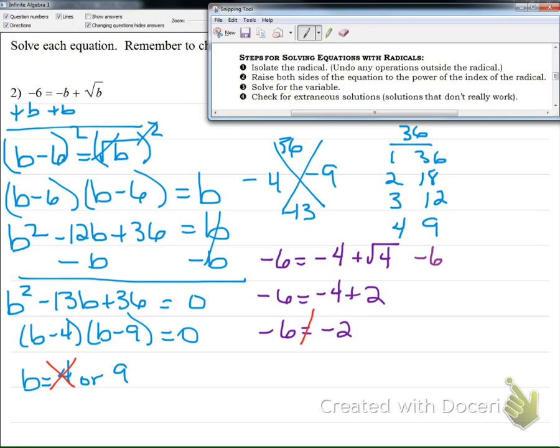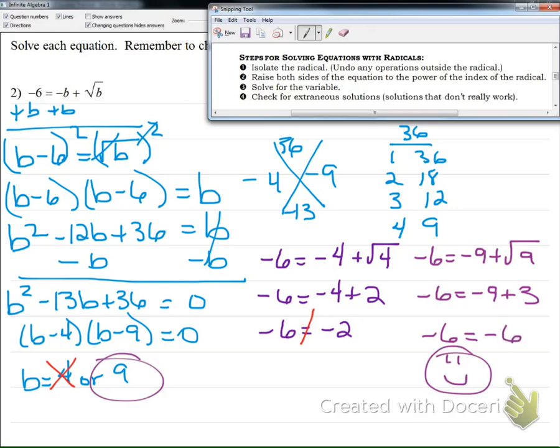So we have negative 6 is equal to, I'm going to replace all my b's this time with a 9. Carry down my negative 6 equals negative 9. Square root of 9 is 3, so I write plus 3. Copy down my 6 again. My negative 6 is equal to negative 9 plus 3 equals negative 6. And those do equal, yay, so we found a solution.